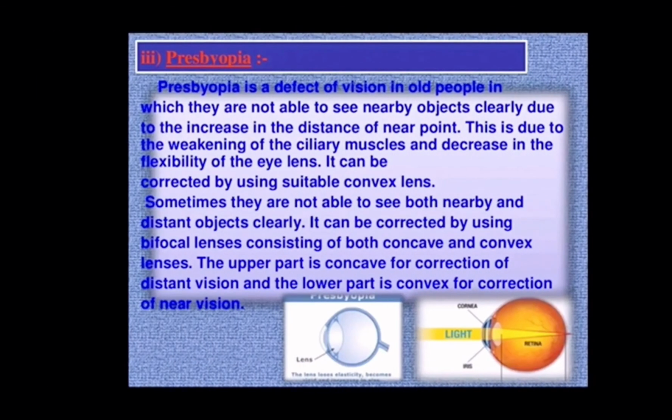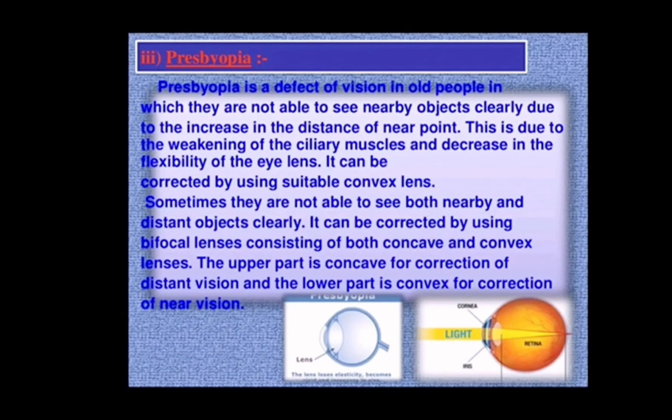Now the third defect of vision is presbyopia. Presbyopia is a very common defect which is seen in old people. Presbyopia is a defect of vision in old people in which they are not able to see nearby objects clearly due to an increase in distance of the near point. This is due to weakening of the ciliary muscles or a decrease in flexibility of the lens with the passage of time. As you know, our body may become fatigued, muscles may become fatigued, or the lens may lose its capability of converging light rays. That's why we are not able to see the objects clearly.